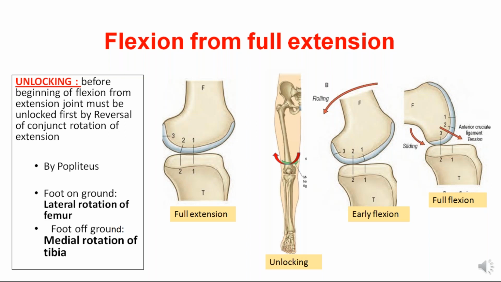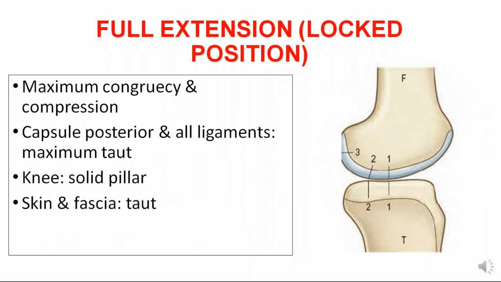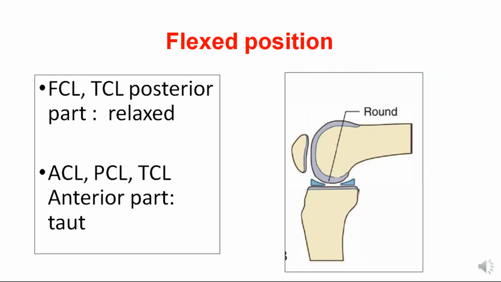The locked position is the position of maximum congruency and compression at the knee joint. The capsule and all the ligaments are maximally taut, making the knee a solid pillar. Skin and fascia are also taut. Whereas in the flexed position, only the fibular collateral ligament and the posterior portion of the tibial collateral ligament are relaxed. The anterior cruciate ligament, posterior cruciate ligament, and the anterior portion of the tibial collateral ligament are taut.